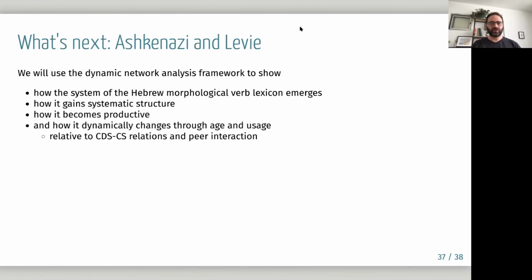What's next? Following me are the talks by Orit Ashkenazi and Ronit Levy, and we will use the dynamic network analysis framework to show how the system of the Hebrew morphological verb lexicon emerges, how it gains systematic structure, how it becomes productive, and how it dynamically changes through age and usage relative to CDS-CS relations and peer interaction.